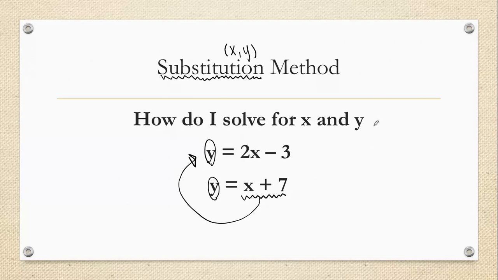I'm going to say that again to make sure we all get what I just said. If I know that y equals x plus 7, and there's a y right here in the other equation, I'm going to substitute x plus 7 in for y. So it's going to look like this: x plus 7 equals 2x minus 3. I'm replacing this y with what y equals in the other equation.